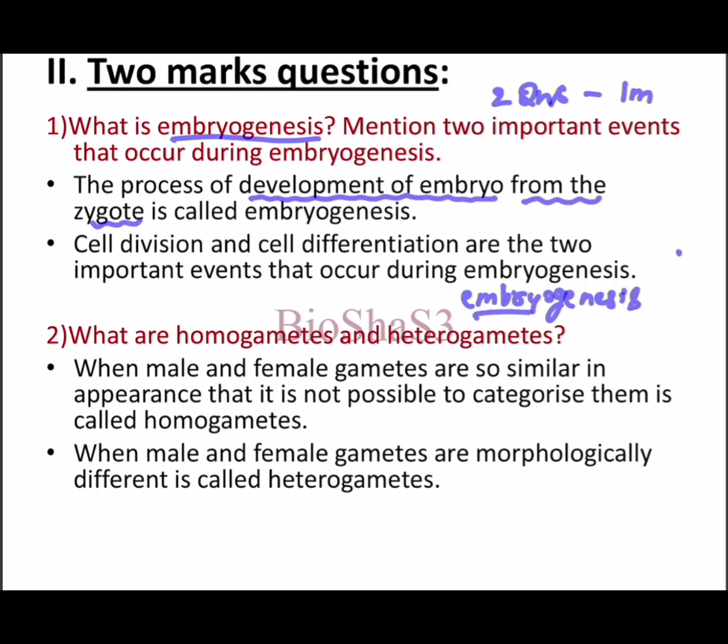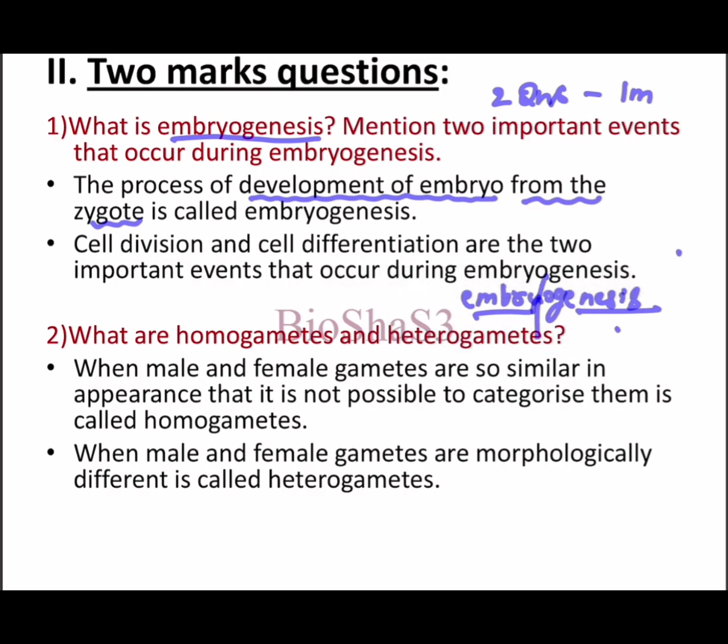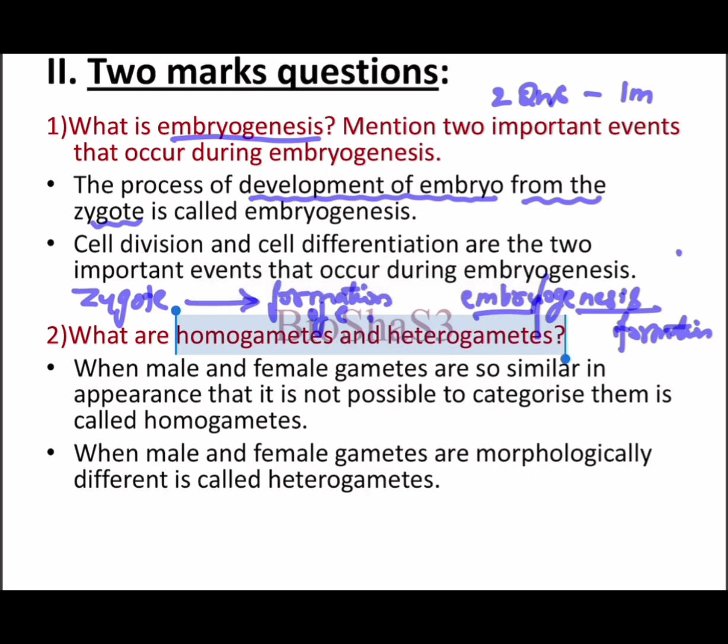Embryogenesis. Embryo here is one word and genesis means formation. So here what is happening? Development or formation of the embryo from which? From zygote. So here from zygote there is formation of embryo. That you call it as embryogenesis.